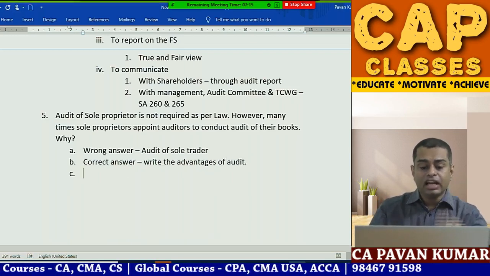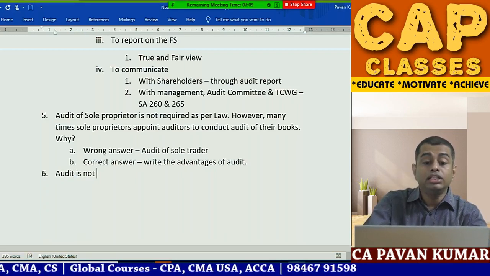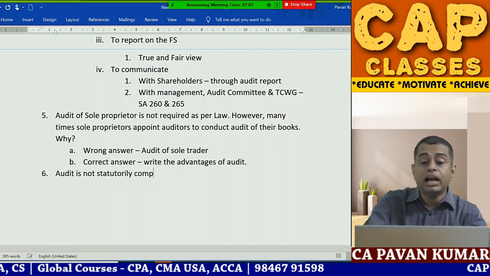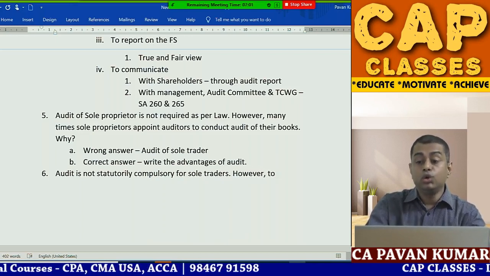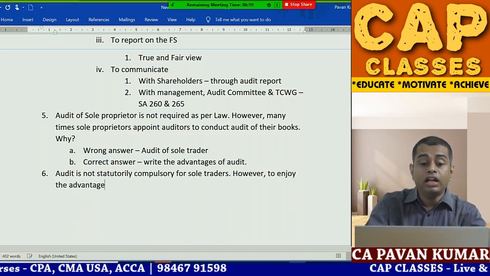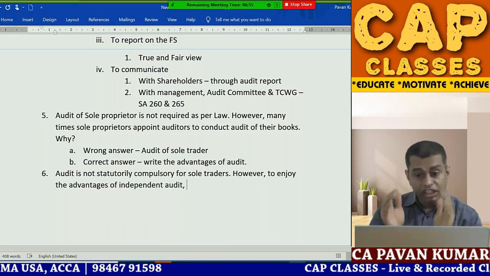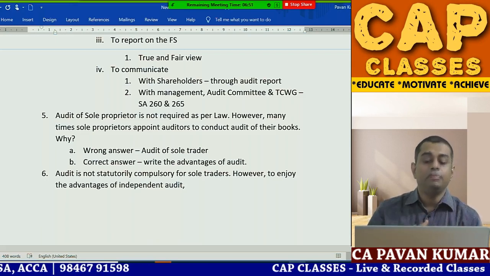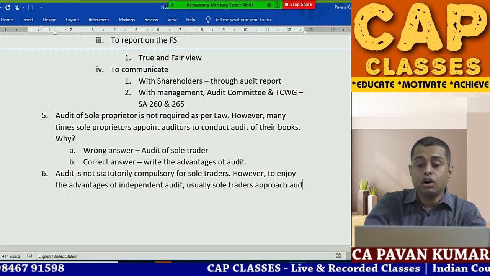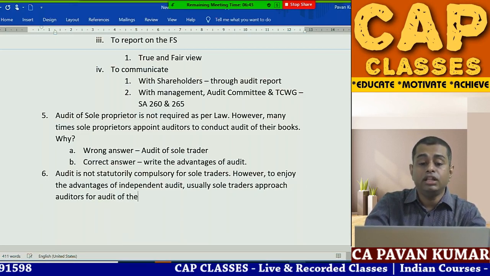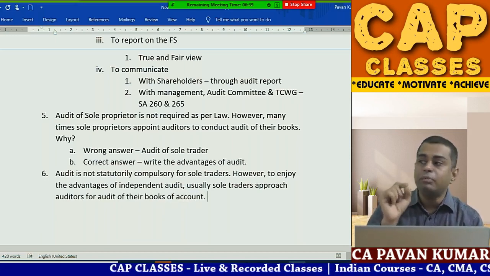Okay, so what should be the correct answer? Look here, you have to write it like this. Audit is not statutorily compulsory for sole traders. However, to enjoy the advantages of independent audit. See how beautiful the phrase is. To enjoy the advantages of independent audit, usually sole traders approach auditors for audit of their books of account. Sometimes it can be a requirement by a banker.